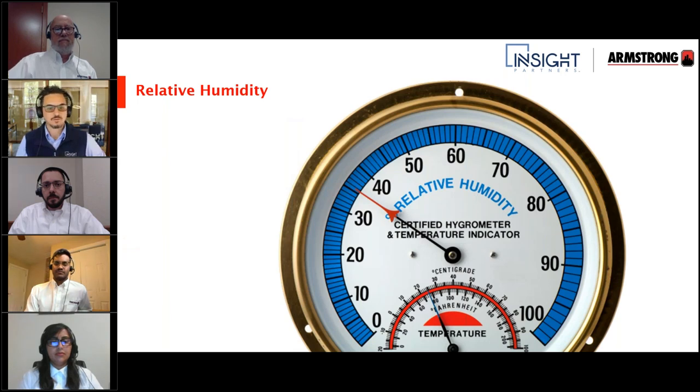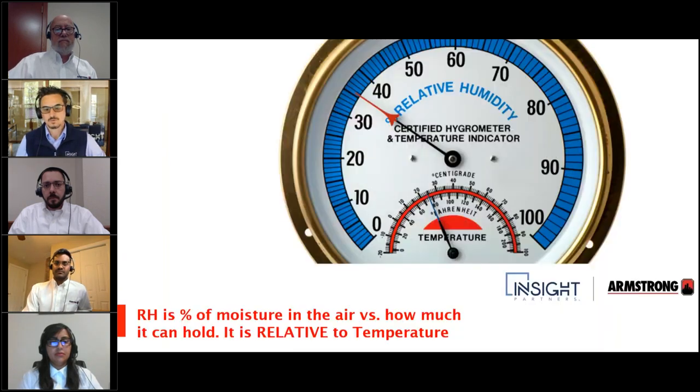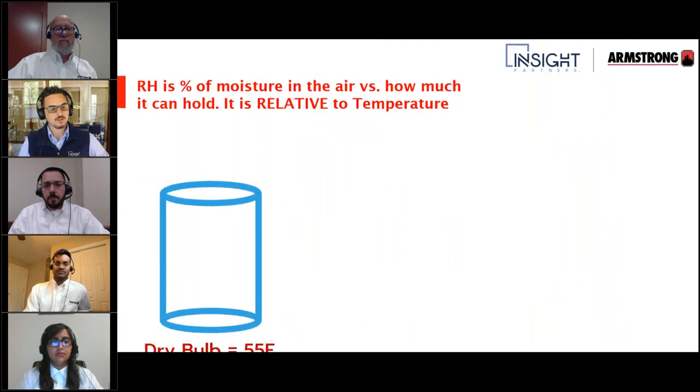Okay, moving on to relative humidity. So relative humidity is a percent of moisture in the air versus how much it can hold. It is relative to the temperature. And to demonstrate what this looks like graphically, we're going to use some cylinders of air here.